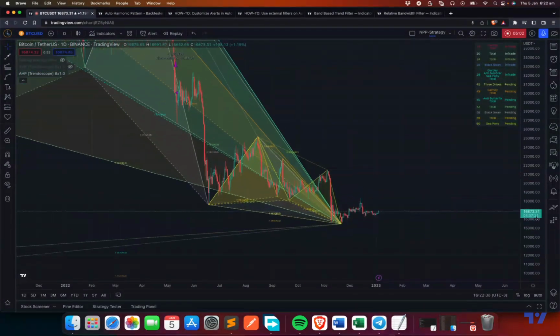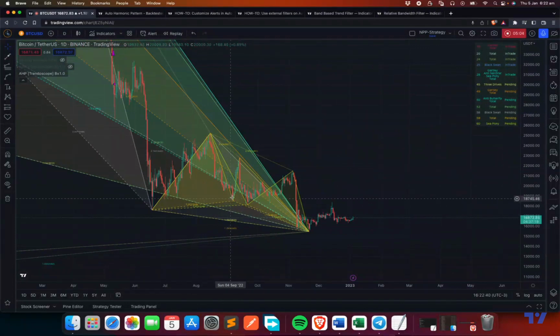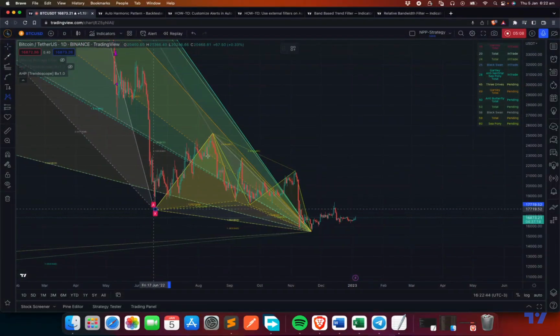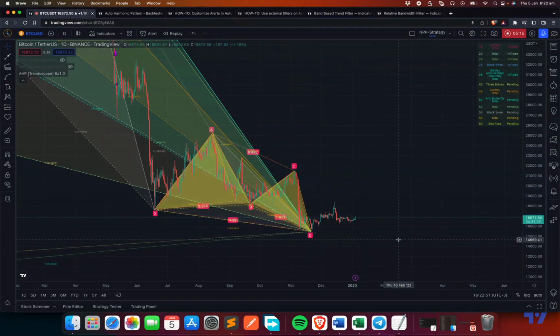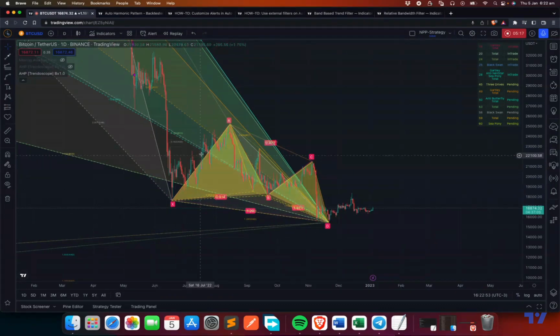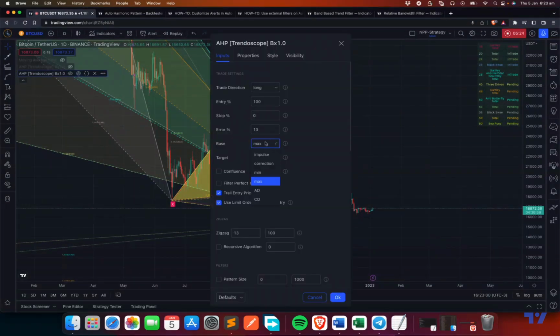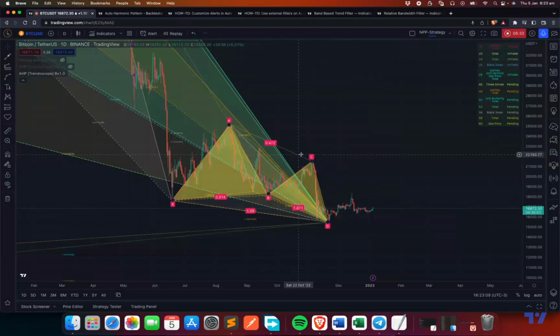Let's consider the smallest pattern here, this XABCD pattern. Maybe I'll just mark it: X, A, B, C and D. So this is the impulse and this is the correction. The base can be a few things: the impulse, the correction, the minimum of these or the maximum of these, or AD and CD.